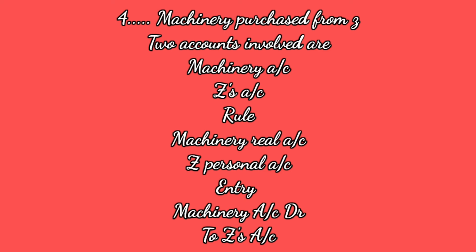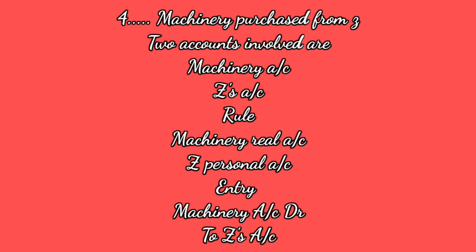Let's take another transaction, that is machinery purchased from Z. Let us find out which are the two accounts involved in this transaction, that is machinery account and Z's account. Machinery account belongs to real account, therefore we have to apply the rule of real account. According to real account, debit what comes into the business. Here machinery comes into the business, therefore it is a debit.